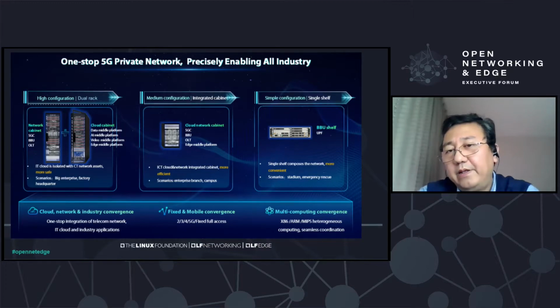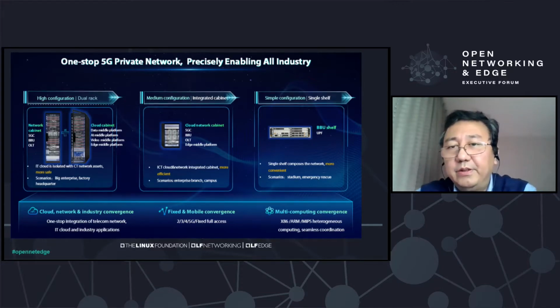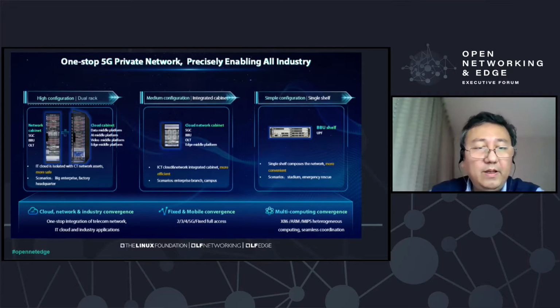And also we provide the simple configuration, which is a single shelf, and it's the most costless. All of these configurations provide you cloud and network convergence, and also fixed and mobile network, with full access to different kinds of connections. And also we support multiple computing convergence with different types of computing. Next slide.